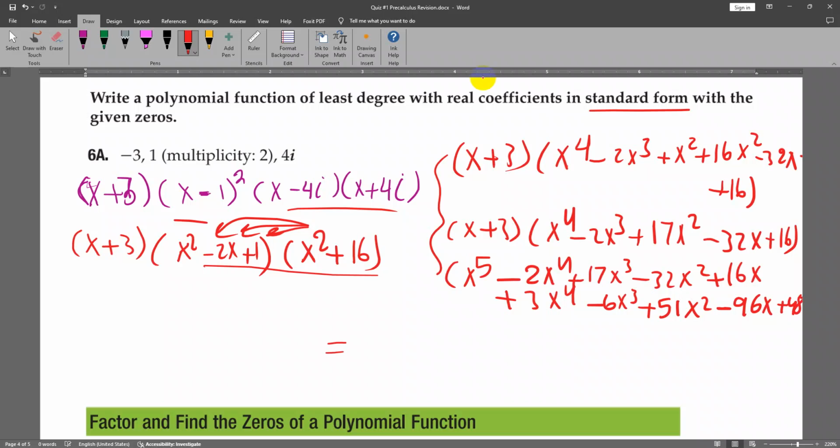Let's write the final answer, so it will be x power 5 plus x power 4 plus 11x power 3 plus 19x power 2, just a second, 90, yes, it's 90. And this one will be negative 80x plus 48. This is the full answer in standard form. Okay, let's continue.